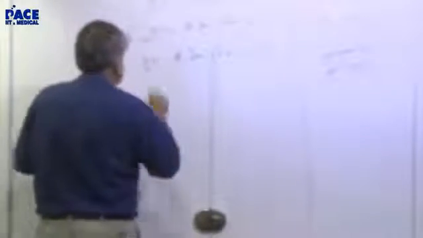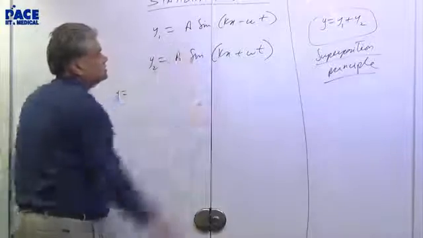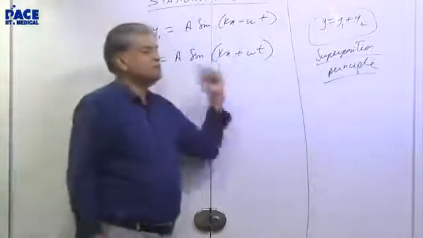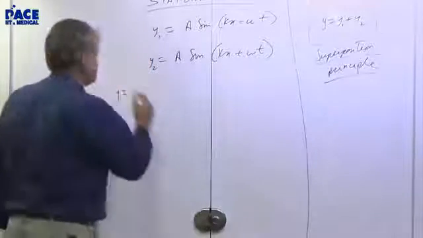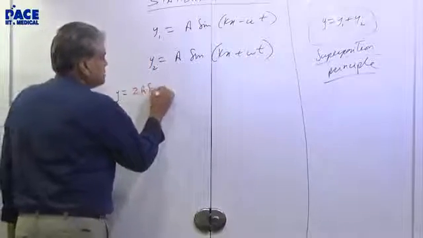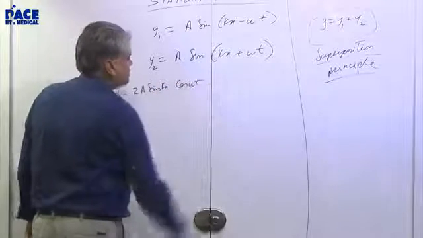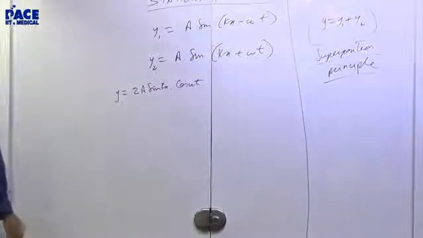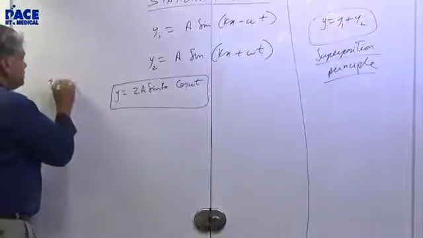What will happen is, we have to simply add and see what happens. So what is y? This plus this. What is sin c plus sin d? 2 sin((c plus d) by 2) cos((c minus d) by 2). In this case it will become 2a, this plus this by 2 is sin kx, and this minus this by 2 is cos omega t. Is that okay? This is called the equation of the stationary wave.